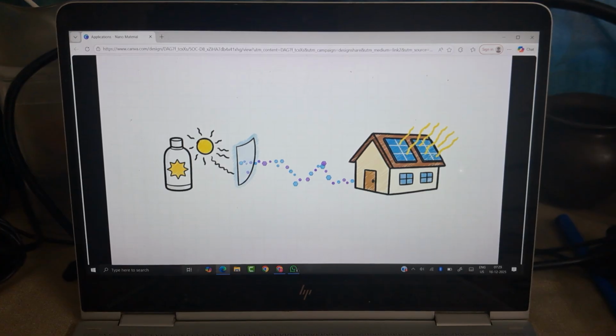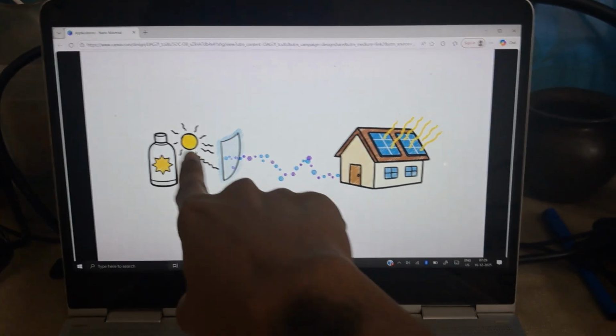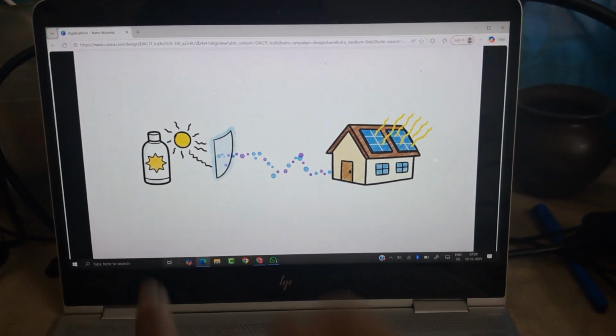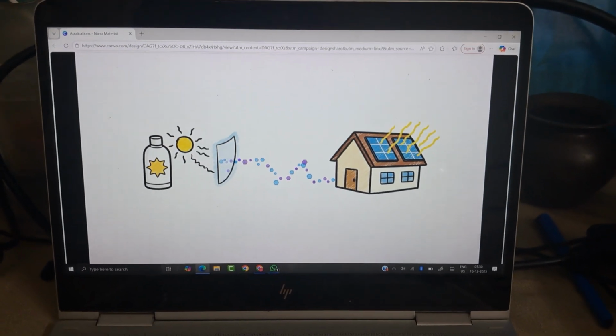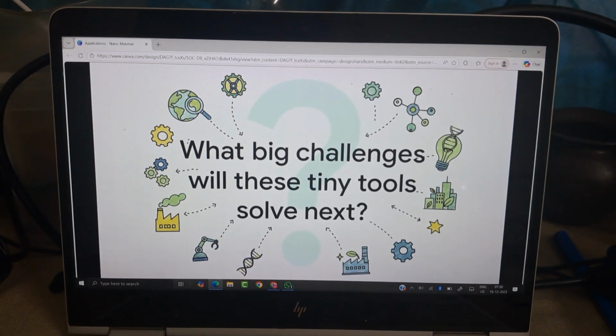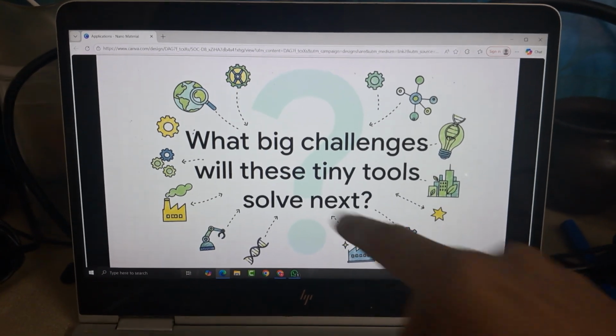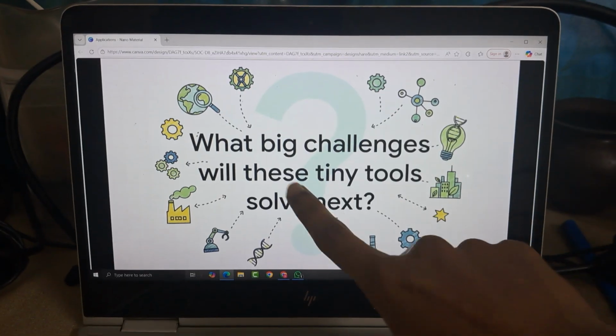So nanoparticles have a wide range of applications, from sunscreen on your face to solar cells on your roofs. So nanoparticles have many advantages and many applications. Now, what big challenges will these tiny tools solve next?